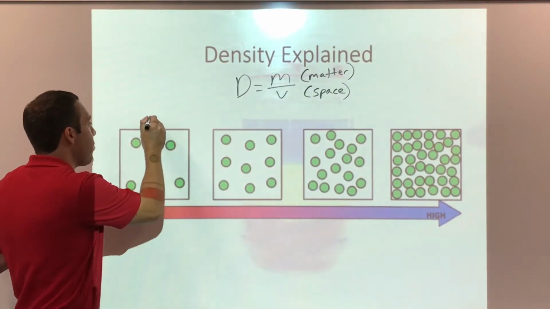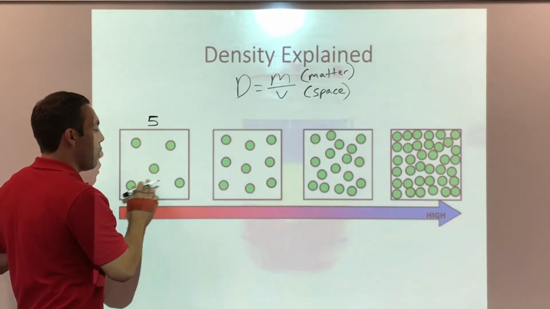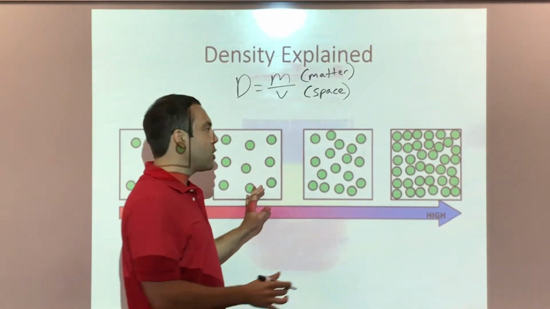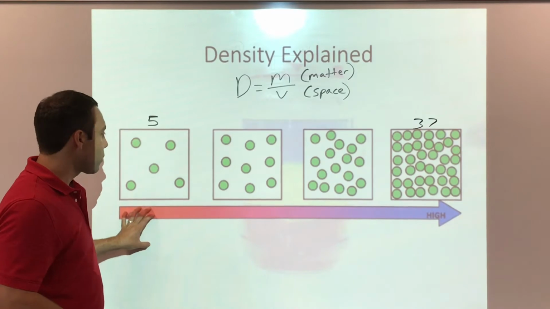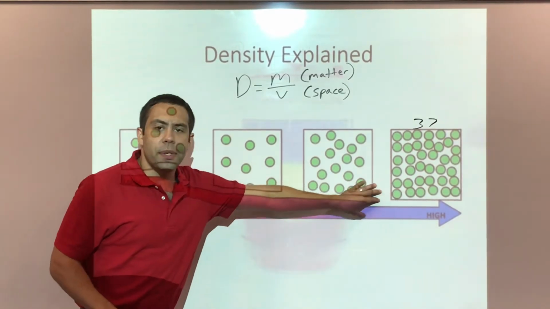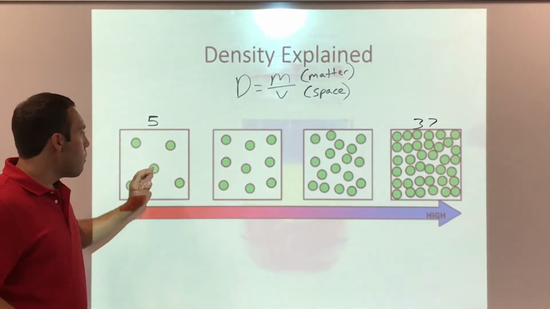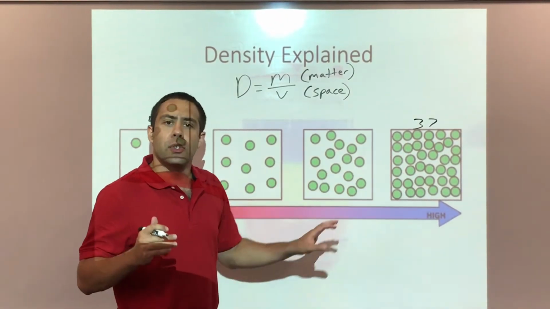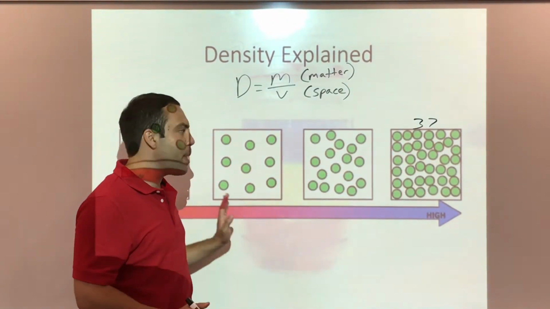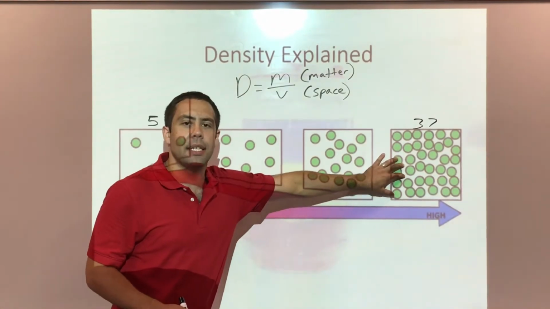In the first box, we have 5 particles, 1, 2, 3, 4, 5. And in the 4th box, we have 37 particles. Remember, all the same space, the same volume, but we're cramming more particles in that same space. So the more particles crammed in the same space, the higher the density is going to be.